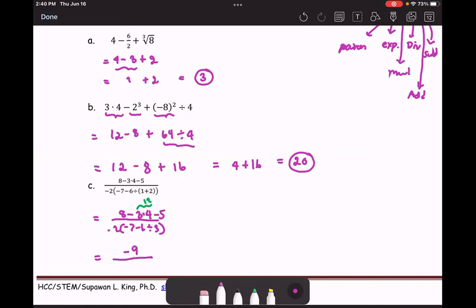And divided by negative 2 times, in the parentheses, we have subtraction and division. We're going to work on division first. So negative 6 divided by 3, that is negative 2. Now inside of the parentheses of the denominator becomes negative 7 minus 2. And then simplify it again. The numerator is negative 9, the denominator is negative 2 times negative 9. We see negative 9 and negative 9 as a factor that we can reduce, therefore the result is negative 1 over 2.